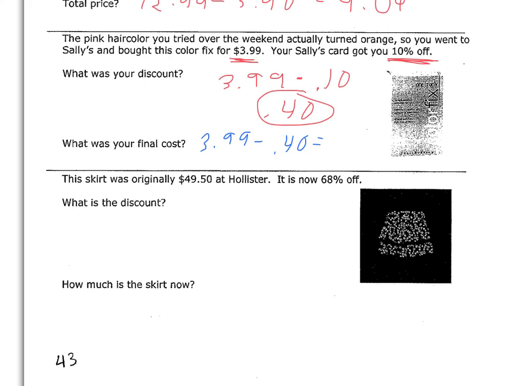Then if we take our original price, $3.99, minus our discount, and type that in your calculator, that will give you $3.59. Sorry about that. $3.59 would be your final cost.